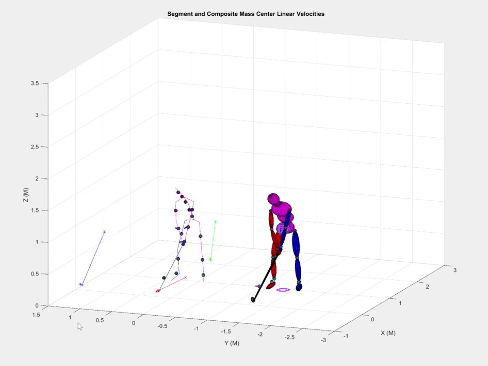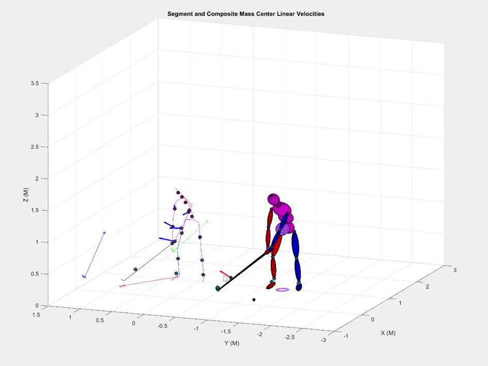What I want you to take note of here is these are the mass centers of each individual segment of the body. So you can see where the mass center of the foot is, the mass center of the head, and this is all derived in our Geo database. What you're looking at here is the linear velocity of the mass center of the golf club, and we're going to see that as it moves throughout the backswing and downswing here.